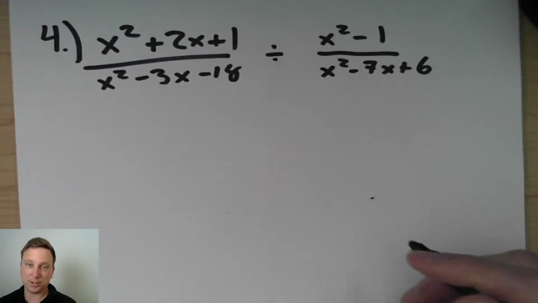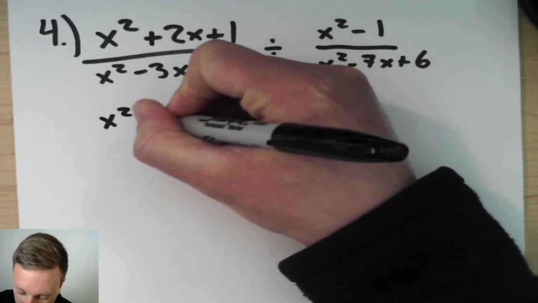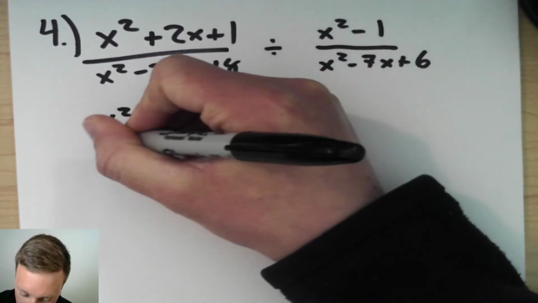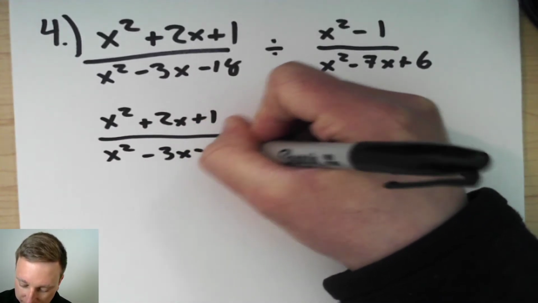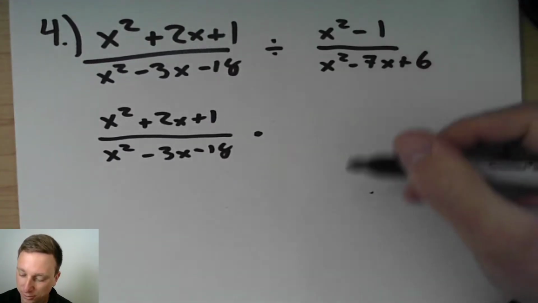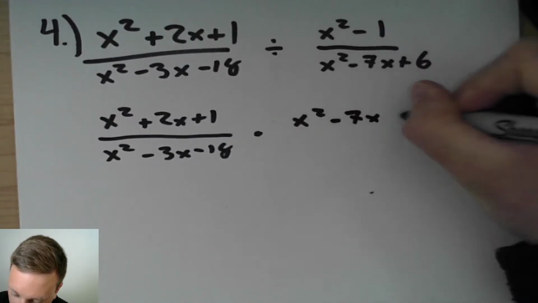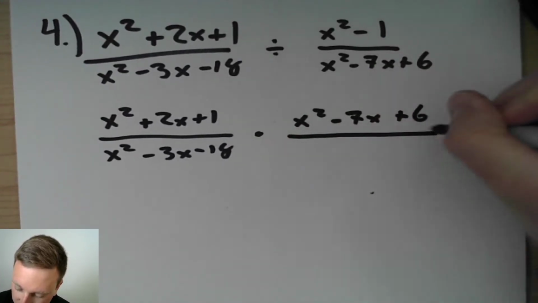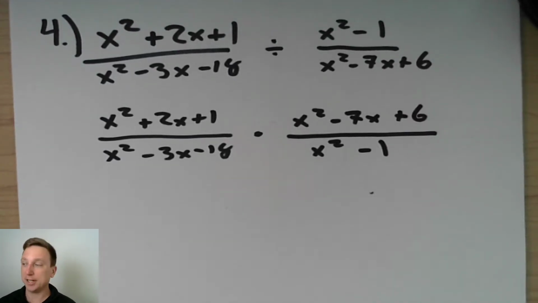So the first thing I'm going to do is write this as a multiplication problem and then move forward. So x squared plus 2x plus 1 all over x squared minus 3x minus 18 is multiplied by the reciprocal of this right side, or of what it's being divided by. So x squared minus 7x plus 6 over x squared minus 1. So there we have it. Rewrite it as multiplication.